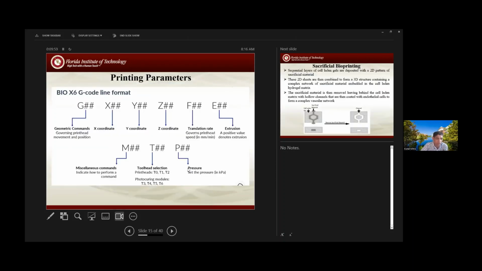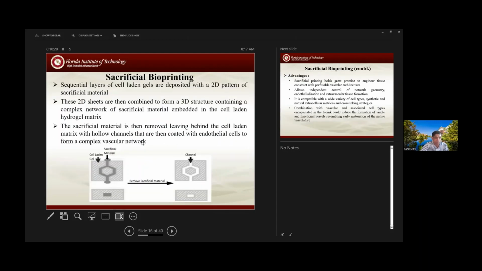So this gives you a little bit of a G-code line format, what you have to manipulate. Just taking a perspective, what are the parameters you can manipulate? Your locations, and then your translation rate, your extrusion rate, your pressure, then what type of print head you are going to select. So this is the layout of a G-code that you have to have before you start the printing. And as I mentioned to you, the printing of the vascular channels is the most important component.